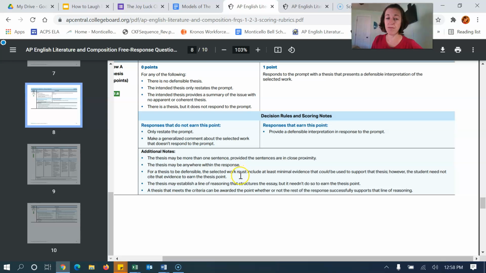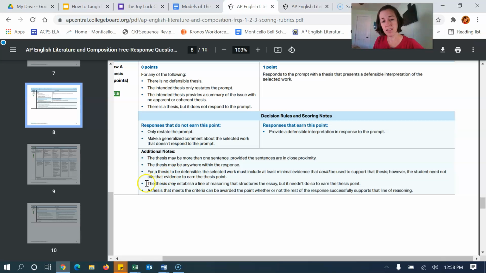It says for a thesis to be defensible, the selected work must include at least minimal evidence that could be used to support that thesis, but the student need not cite that evidence to earn the thesis point. Okay, what does that mean? Basically, it means that at this point in the argument, there has to be evidence, but the student doesn't have to include it right away. It doesn't have to be contained within the thesis.